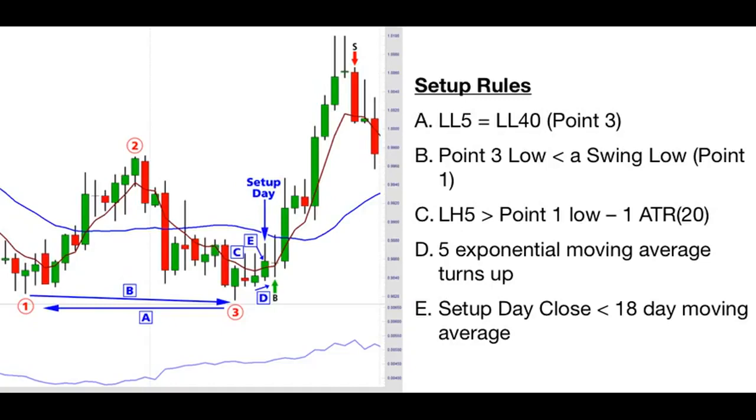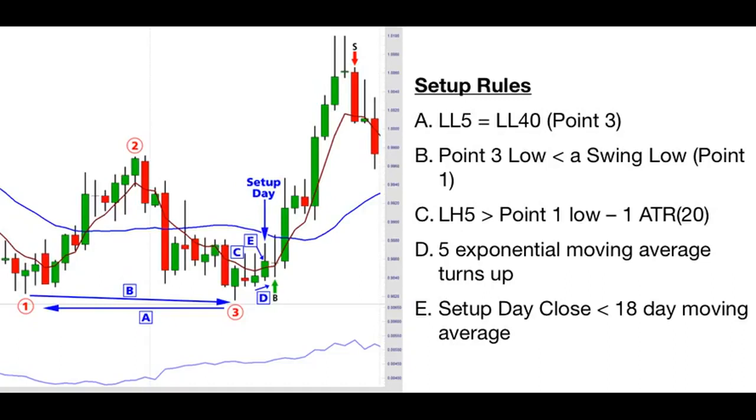B, the point 3 low is less than a swing low, which is point 1. Now, point 1 has to be a swing low, which is, as defined earlier, a low that has at least 2 higher lows on either side and 2 higher highs on either side of the swing low day. And by visual inspection, you can see that that is indeed the case.